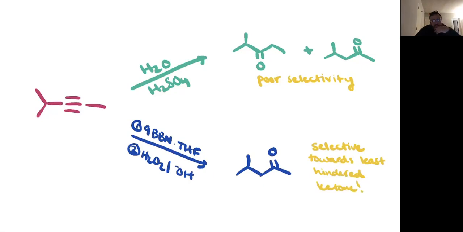Now, in terms of favoring the more hindered one, we don't really know any types of reagents that can do that for us just yet. So don't worry about forming the more hindered one. You'd always want to go to the least hindered one. Okay. So now we can also see how we can work with 9-BBN for double bonds as well.